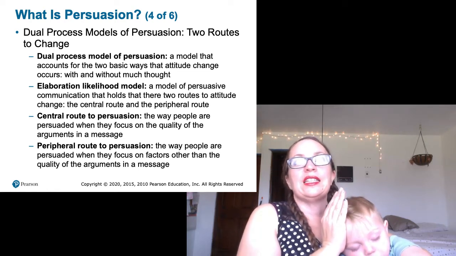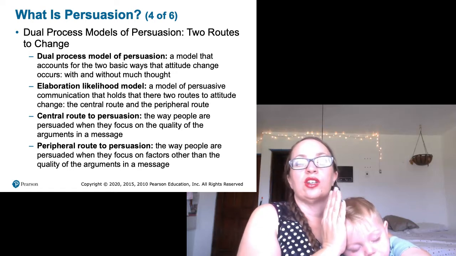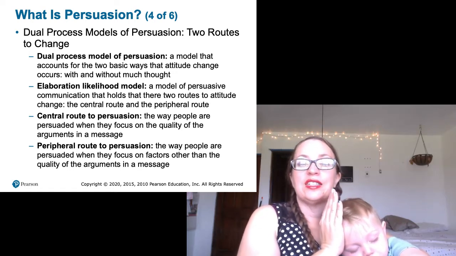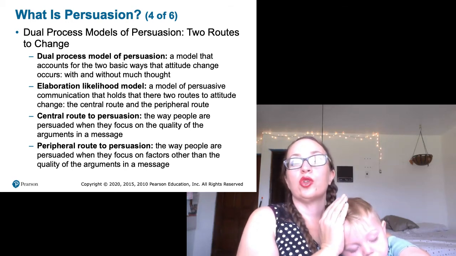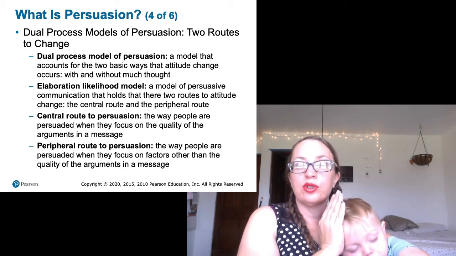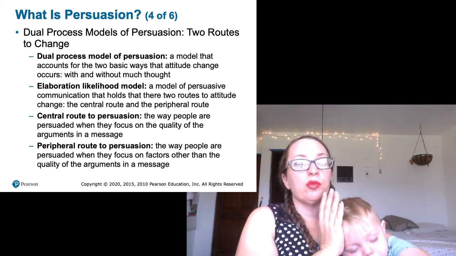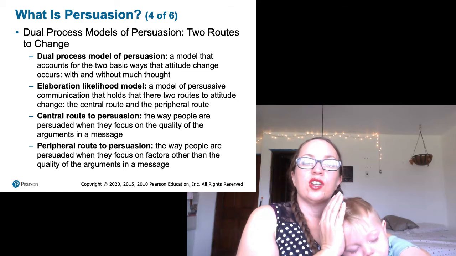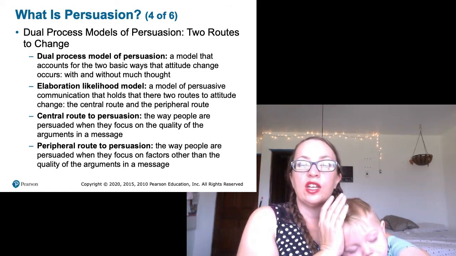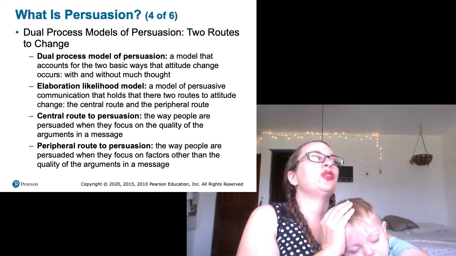So in a similar vein, the elaboration likelihood model of persuasive communication holds that there are two routes to attitude change: the central route and the peripheral route. The central route to persuasion involves focusing on the quality of the arguments being used in persuasive communication, and the peripheral route to persuasion, which is taken when the message recipient either doesn't have the motivation or doesn't have the ability to focus on argument quality, involves focusing on some factor other than quality, such as communicator status or attractiveness.